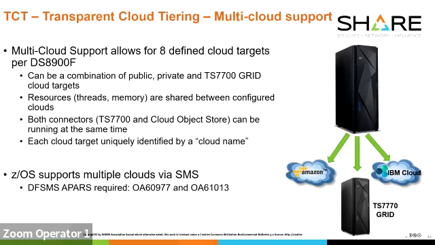And again, there are some DFSMS APARs that go along with the offering here for 9.2, but I will put my normal caveat of just double check. There may be more maintenance to find the right levels, but these are the minimum levels required. And so that we do within the DS8K share the resources, threads, and memories between the configured clouds, and you can have both connectors, the TS7700 and Cloud Object Store running at the same time. You are able to have those cloud targets uniquely identified with their cloud name.